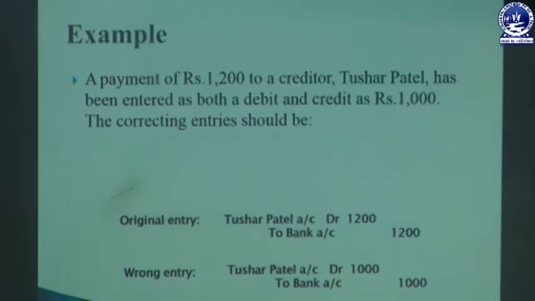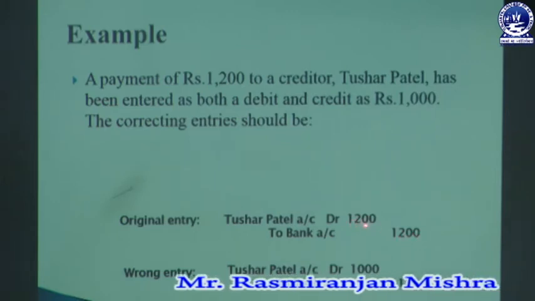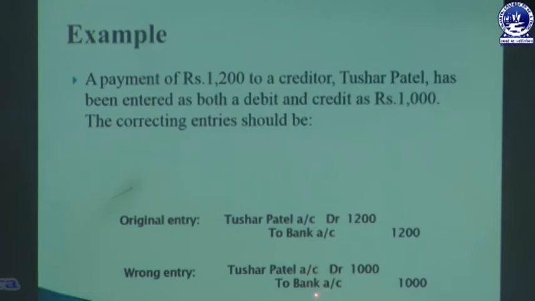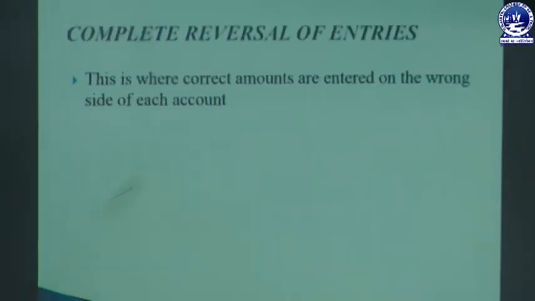That means instead of 1200, we record it as 1000. The correct original entry was Tushar Patel account debit 1200 to bank account 1200, but the wrong entry made was Tushar Patel account debit 1000 to bank account 1000. The accounts debited and credited are right, but the amount is wrong. Instead of 1200, we record 1000 debit as well as 1000 credit.